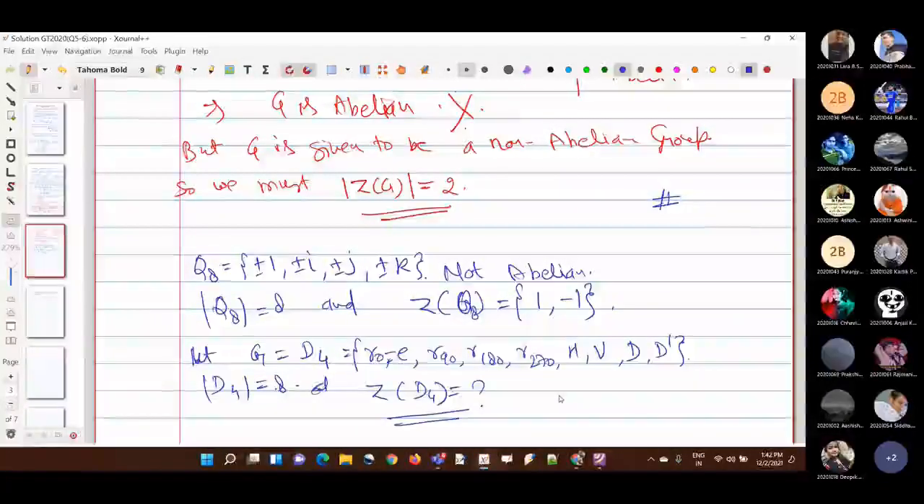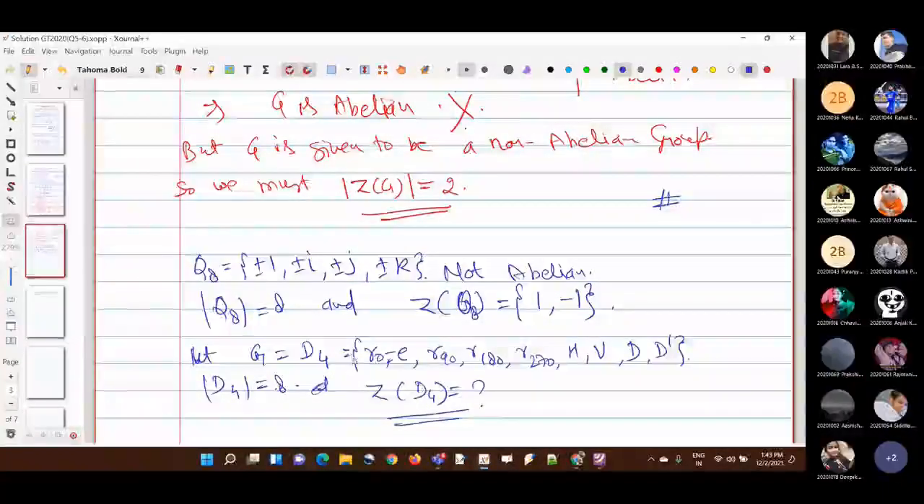So we are interested in the other elements which commute with all the other elements of the group. I think R180 may be there. Identity and R180. The rest you can check. I guess there will be only 2 elements, but still you can check it out.